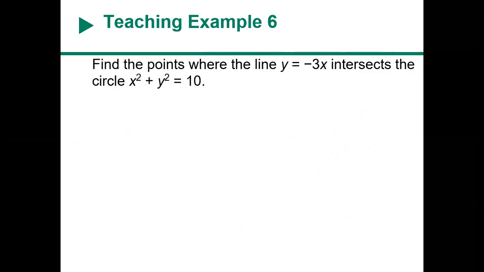Okay, so here's another one. Find the points where the line y equals negative 3x intersects the circle x squared plus y squared equals 10. So this time we have a circle.